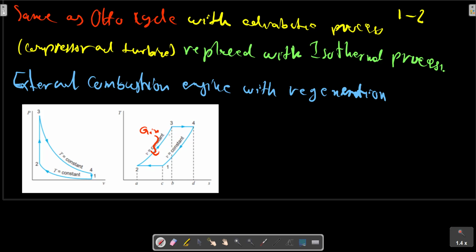This area and this area are the same. Area 3BA23 equals area 4DC14.